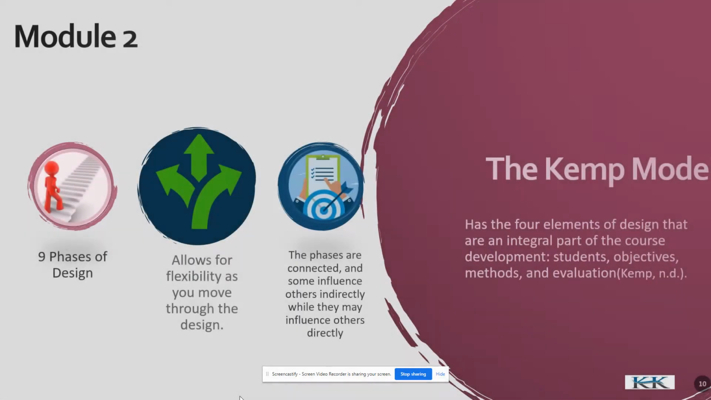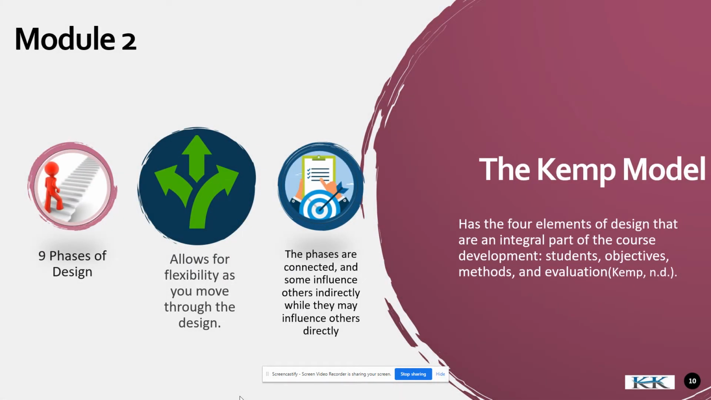Module 2, the Kemp model, has 4 elements of design that are integral parts of course development: student, objectives, methods, and evaluation. The model has 9 phases of design. They allow for flexibility as you move through the design, and the phases are connected, and some influence others indirectly, while they may influence others directly.